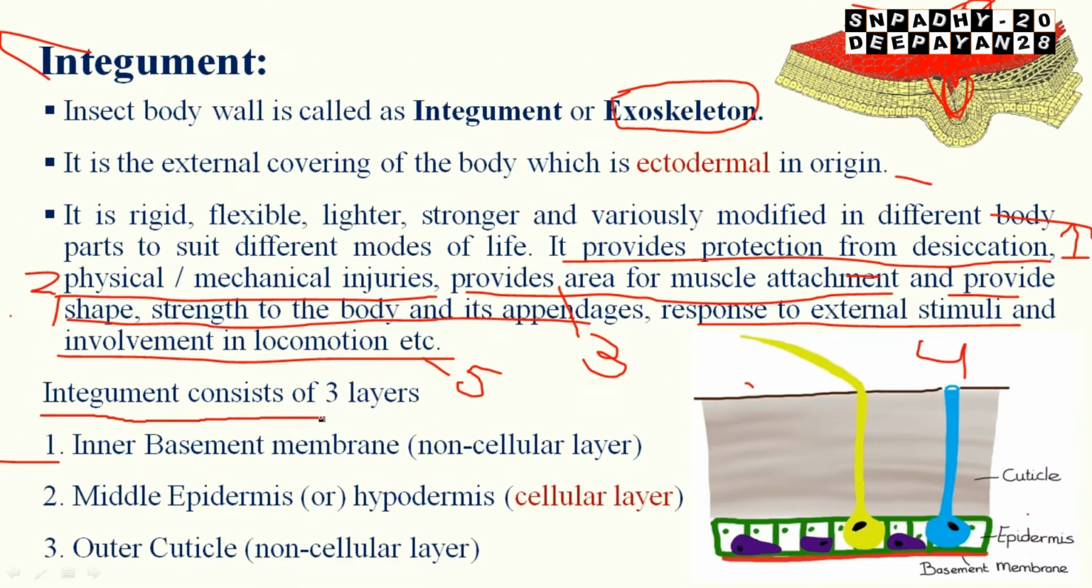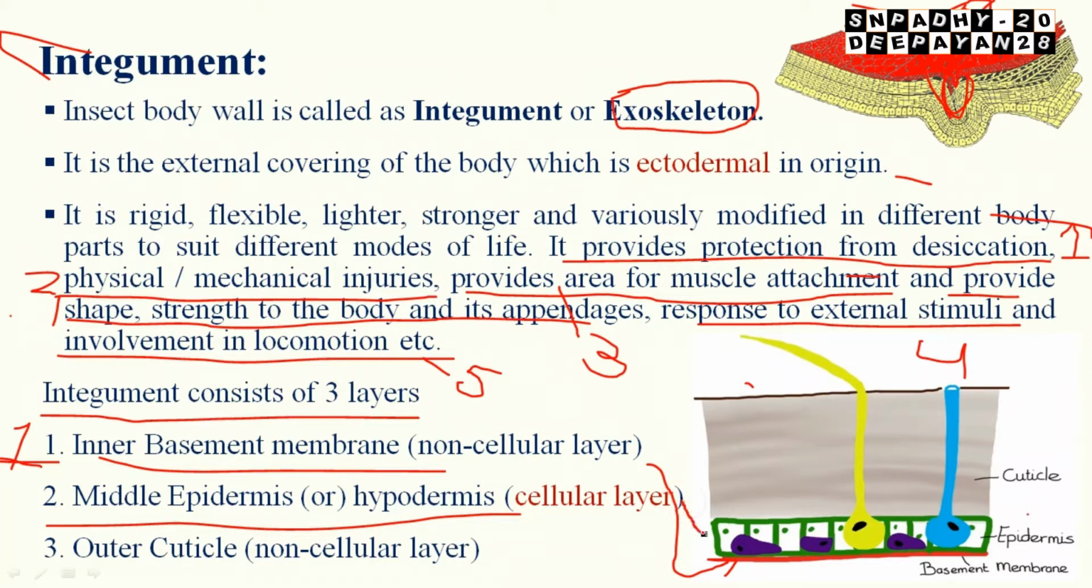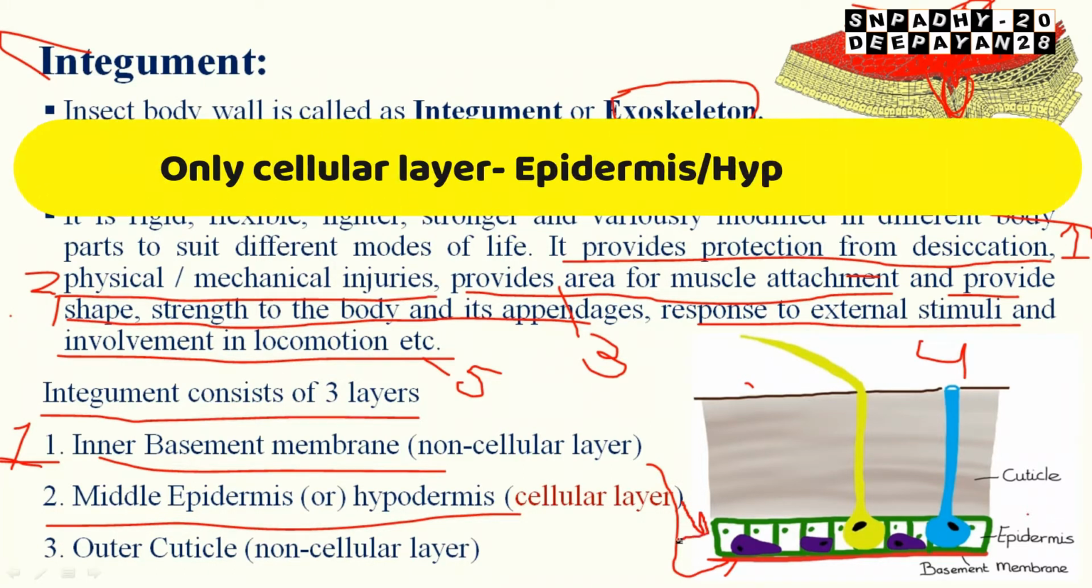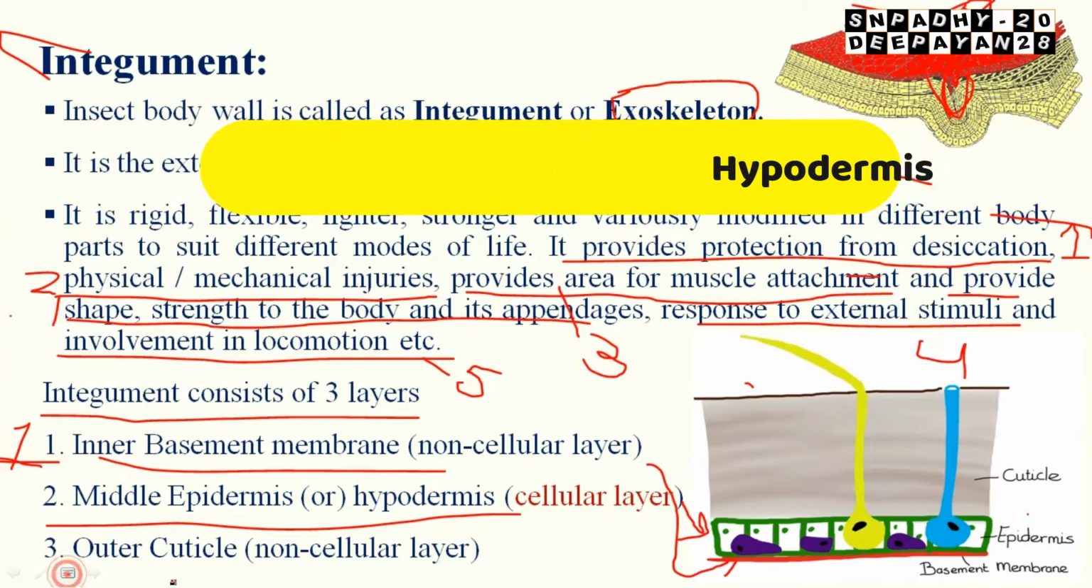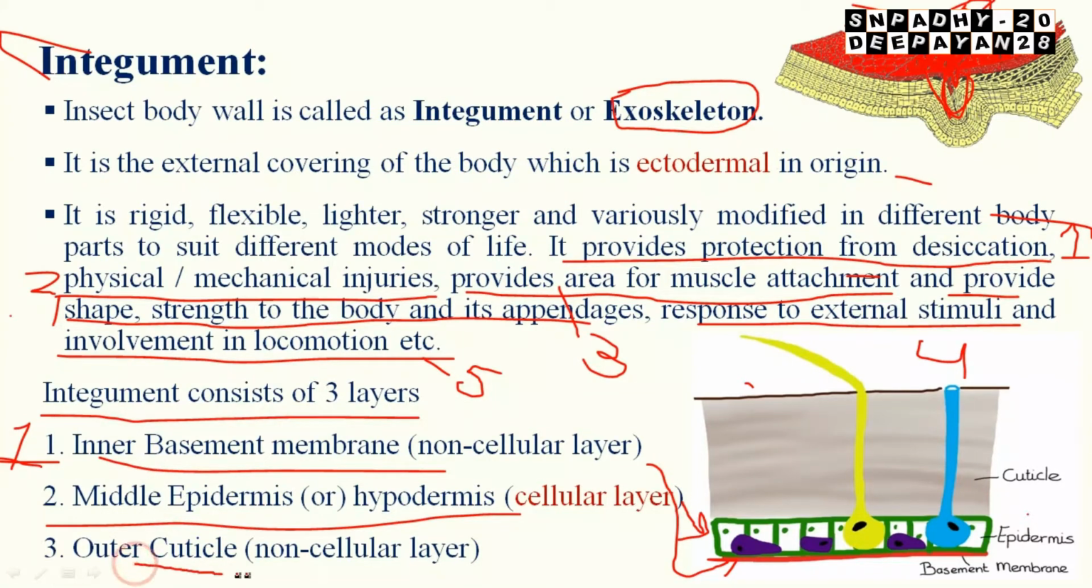First come to the composition. Integument consists of three layers. First one, the inner basement layer. Then the middle epidermis or hypodermis, which is labeled here, and the outer cuticle. This one is the cuticle.